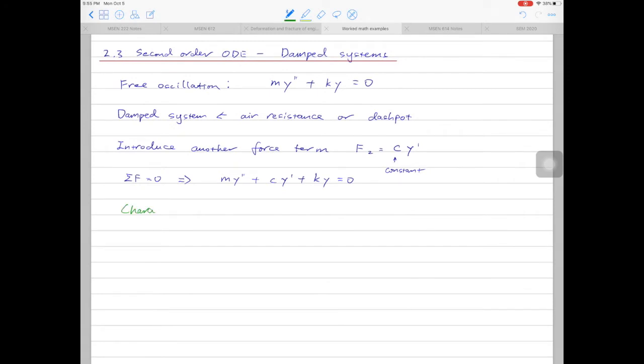Before proceeding further, let's introduce something called the characteristic equation. In the characteristic equation, we set y equal to e to the power of lambda x. Then naturally, y prime is equal to lambda e to the power of lambda x. Y double prime is equal to lambda squared e to the power of lambda x. Then the original second-order differential equation can be written down as a function of lambda.